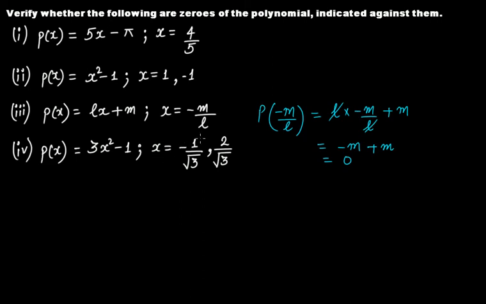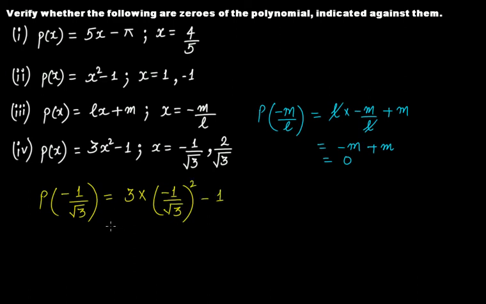Now you have to check for two values, x equal to minus 1 by square root 3, then 2 by square root 3. So let's first check for p(-1/√3). When you check for this, we put minus 1 by square root 3 at the place of x. So this becomes 3 multiplied by (minus 1 by root 3) squared minus 1. This gives you 3 multiplied by 1 by 3.